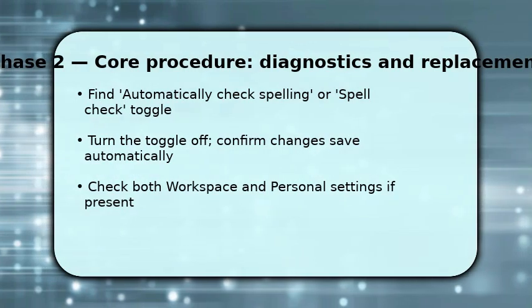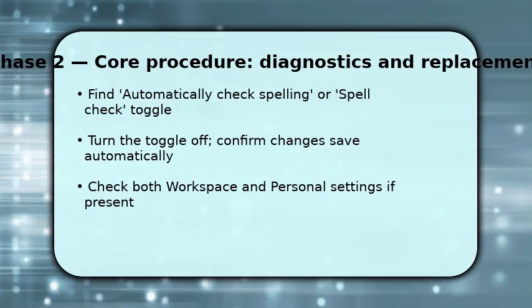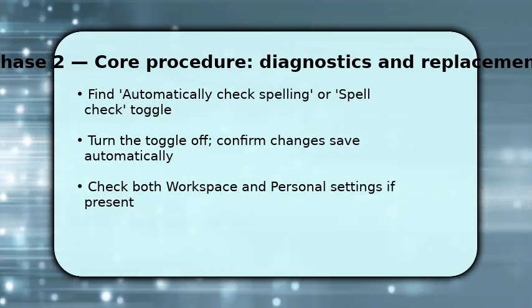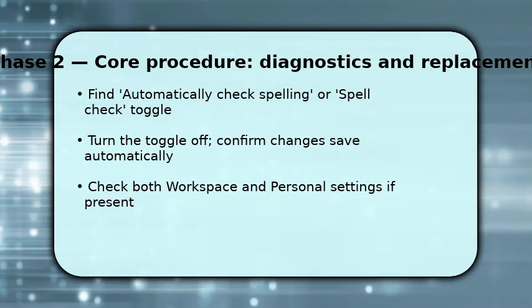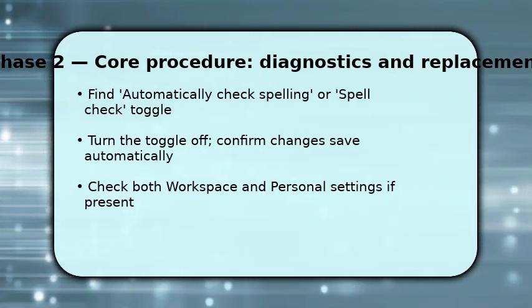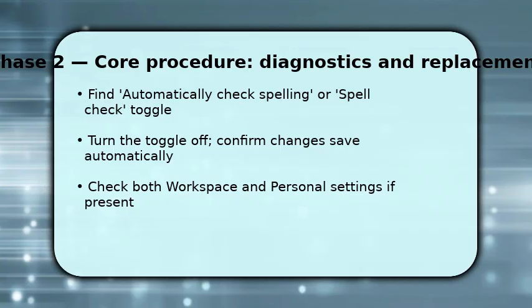Now you focus on the editor options. Scroll to Language and Region or Editor and locate the Automatically Check Spelling or Spell Check toggle. Notion often lists it with other typing aids. Turn that toggle off. Notion applies this immediately, so you don't need to press Save.